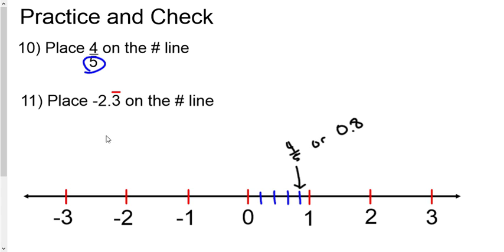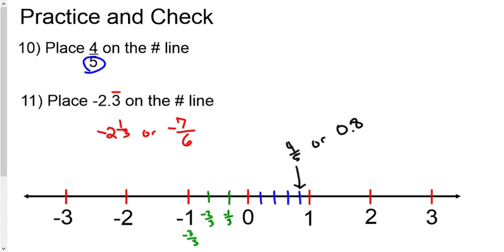-2.3, repeating, that would be the same as -2 and 1/3, or -7/3. So if we go by thirds, let's see here, let me use green. That's about 1/3 of the way. That's about 2/3 of the way. So here's -1/3, negative 2/3. That makes this one -3/3. And remember, -3 divided by 3 is -1. That's why it fits right there.